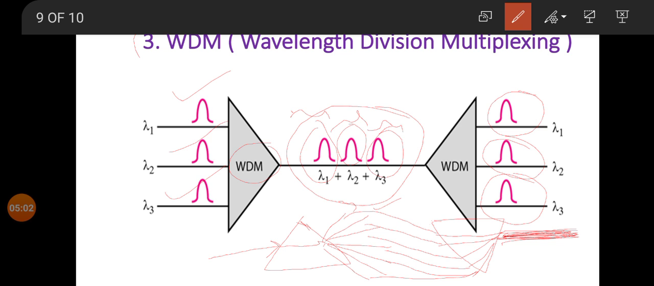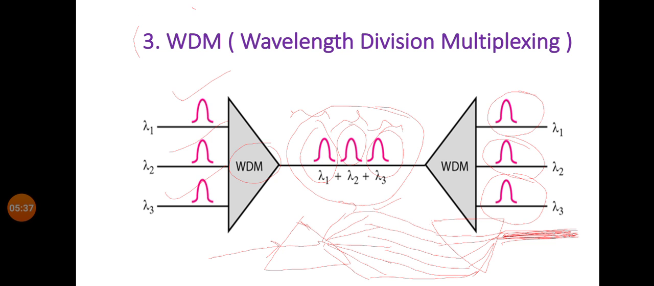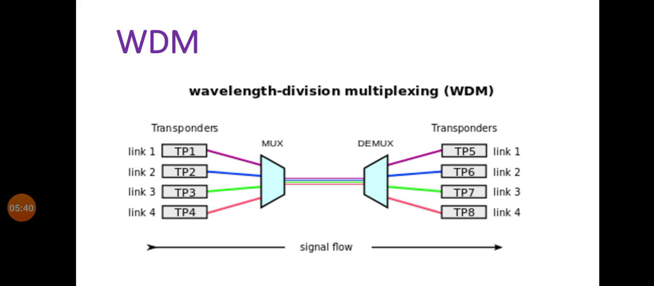So WDM is similar to FDM, but the transmission occurs through optical fiber. WDM uses optical signals in multiplexing and demultiplexing. An example of WDM is FTTC, means fiber to the cabinet. It is the WDM technique used for optical fiber communication and copper wire. So now let us see WDM with one more diagram.